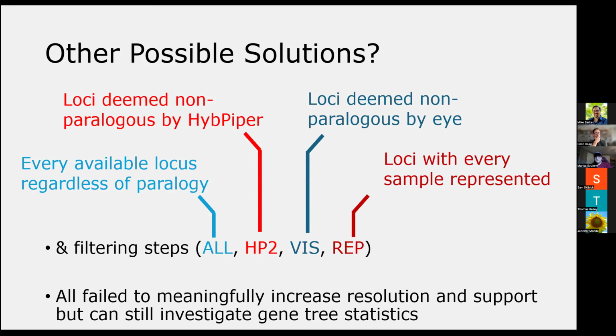For this, we looked at some gene tree statistics, looking at 4 different subsets of data within each of our assembly methods. All just refers to all of our loci. HP2 refers to those which HybPiper automatically deemed non-paralogous. Viz are just ones that I went through alignment by alignment and made a list of which ones appeared to be paralogous and those which didn't. And then rep is just to account for missing data. Those are just our alignments that had all of our samples in there.